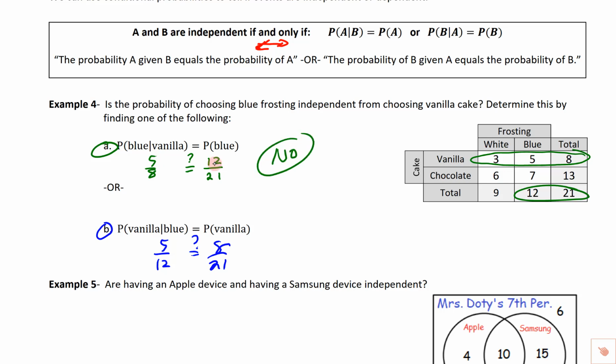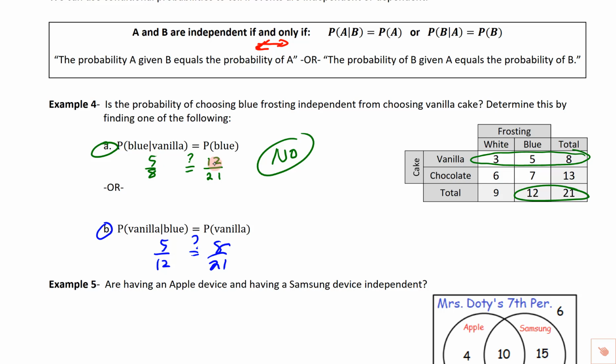So this one is the probability of blue given vanilla. That means it's going to be vanilla, so that shrinks the sample space. It's not 21 anymore, it's only 8. And 5 of them are blue, so that's going to be 5/8. Any questions about that one?